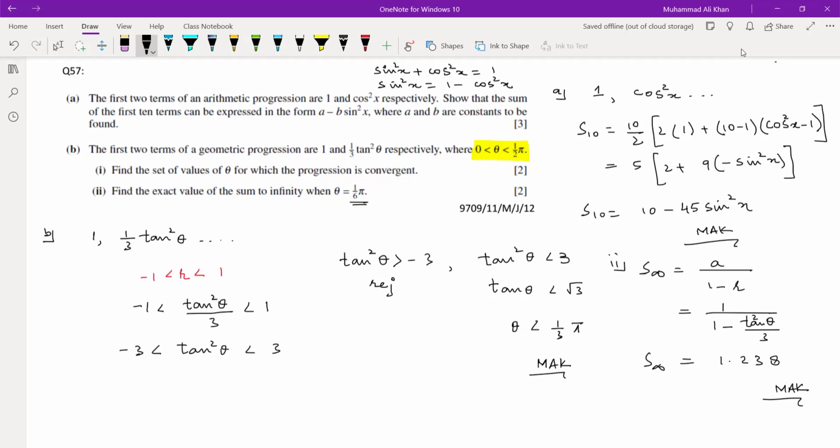We have calculated the sum to infinity when the value of theta is π/6. Yes, here the final answer is 9/8. The final answer is 9/8.